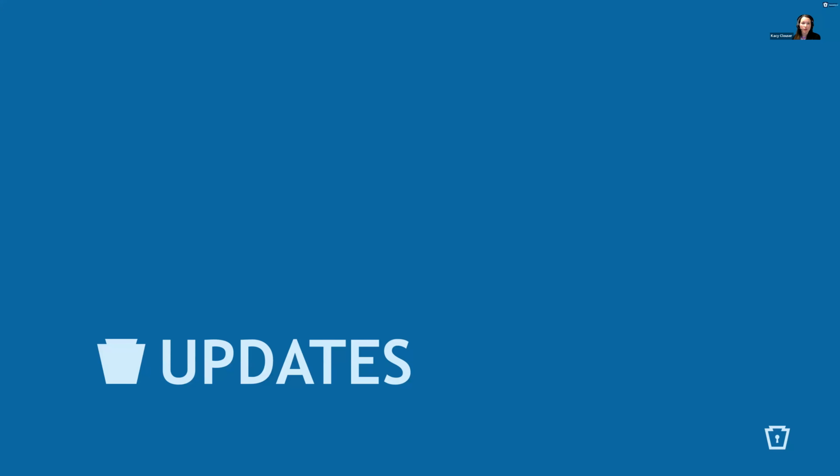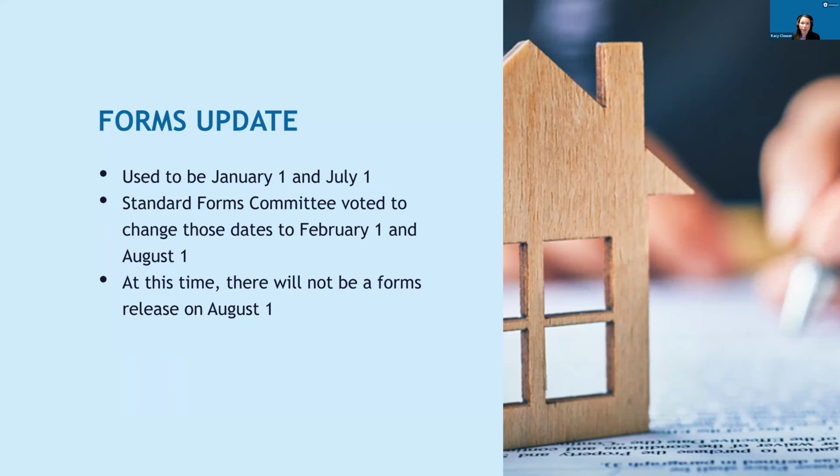Now that we've covered quite a bit of the high level contracts 101, we did want to take some time to go over the forms release. I know typically around this time, we have members asking about what's coming up next. Historically, we have been releasing forms on January 1 and July 1. In January of this year, the Standard Forms Committee voted to change those dates to February 1st and August 1st, with the old dates falling on New Year's Day and usually around the July 4th weekend.